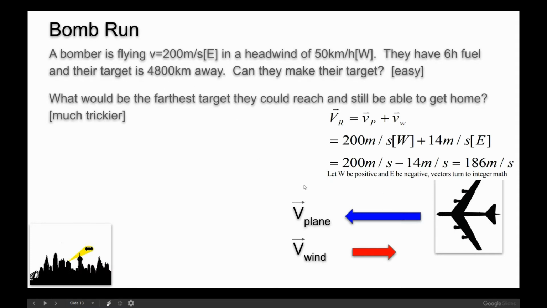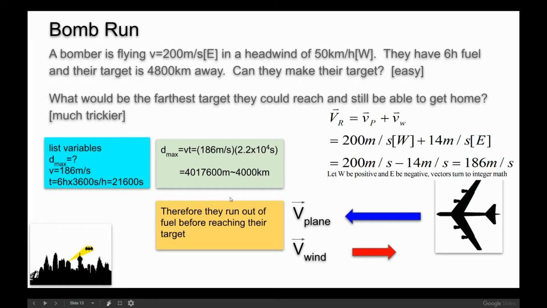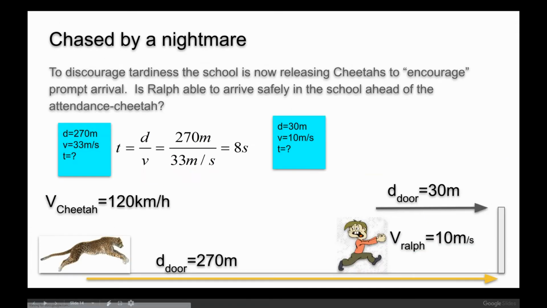There was a typo in the original lesson. I hope it's corrected here. What are our variables? Speed of the plane and the time of 6 hours, which is 21,600 seconds. What is the maximum distance, that's why I called it Dmax, this plane could achieve in that time? That should be pretty straightforward. The total distance you could travel is V times T, which winds up being around 4,000 kilometers. This bomber has no hope of reaching its target. We have to push the younger kids out of the plane and see if we can lighten the load enough to make it to the target. Now, what is the farthest target they could reach and still be able to get home? I'll do that later.